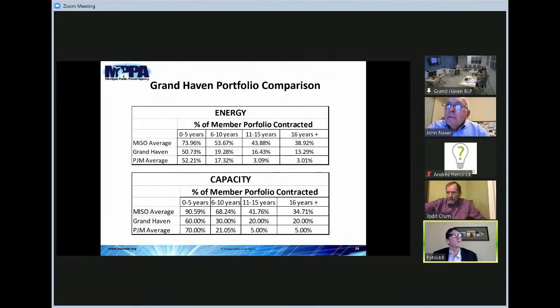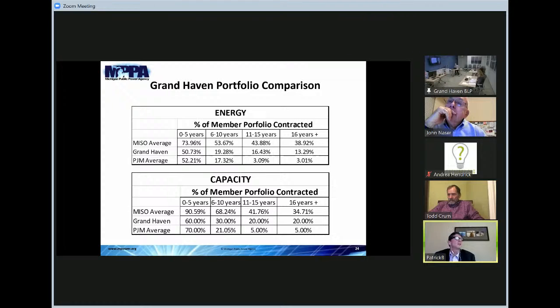So this is a pictorial of how Grand Haven sort of compares to our average MISO and our average PJM member for energy and capacity. And Dave wanted me to put this together so that you could visualize the percent of your portfolio that's under contracted arrangements by periods of time. So the way this is broken out is 0 through 5 years, 6 through 10, 11 through 15, and then 16 years or longer. And obviously I could break this down even in more detail by year, but this just helps you look at these 5-year blocks of time and what percent of your portfolio is contracted.